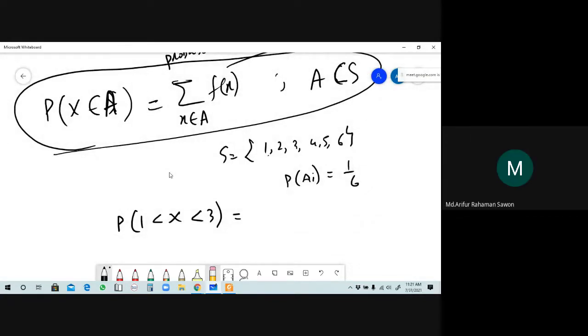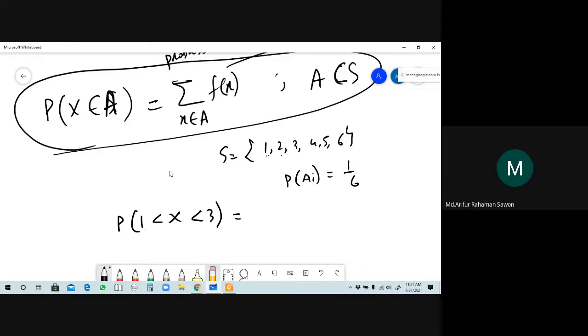Probability of 2, sir. Okay, thank you. Tell me, 1 by 6. Since X is a discrete type random variable, tell me how many discrete points there are that will be greater than 1 and less than 3. Discrete means integer values here. How many values are there?